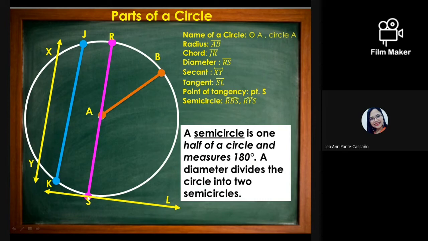So that is semicircle. Kung mapapansin po yung first and last letter of our arcs na meron tayo sa semicircle, yung first and last point din po na meron, o yung endpoint na meron ang ating diameter.